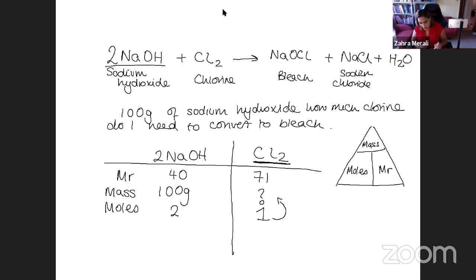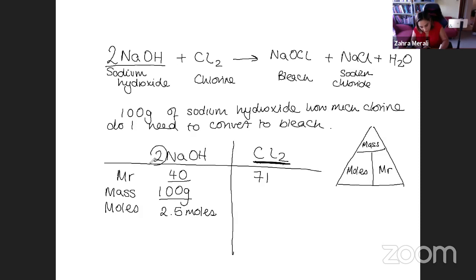So this isn't the best way. The way to do this is actually to say, how many moles of sodium hydroxide do we have? We don't actually have 2. The moles that we have is our mass divided by our MR. So we've got 100 divided by 40. So we've got 2.5 moles. Sorry, I was about to do this question differently. Just realized what they're asking. But 2.5 moles of sodium hydroxide. So that means how many moles of chlorine do I need?